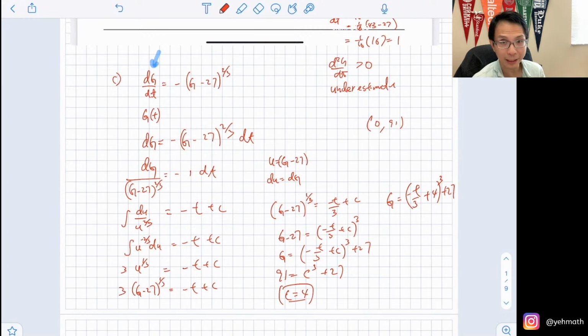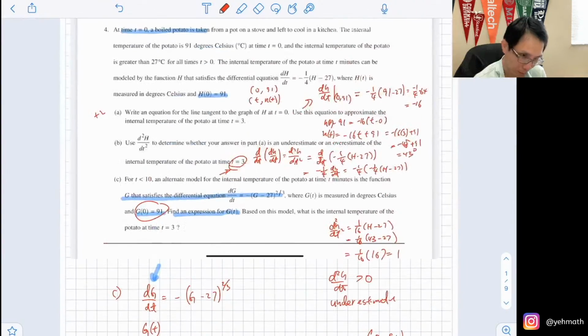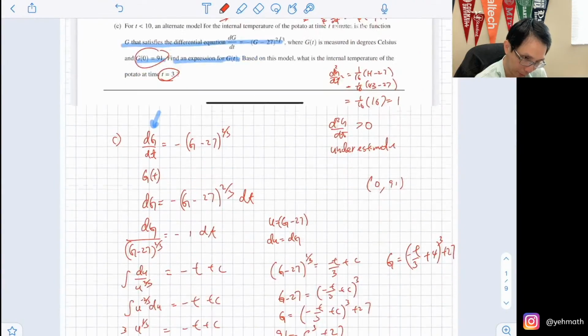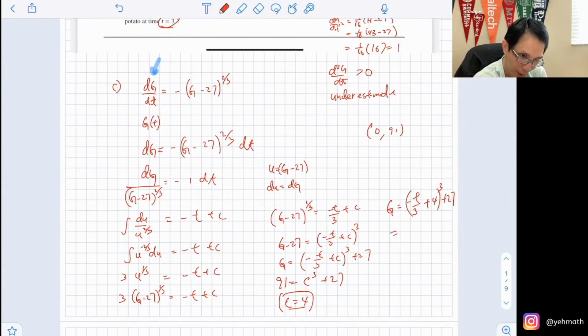Now I'm going to plug in. What are they saying to plug in? t equal to 3. So that's equal to negative 1 plus 4 to the third power plus 27. So it's equal to 3 to the third power plus 27. So that's equal to 54 degrees. And 54 degrees is the final answer.